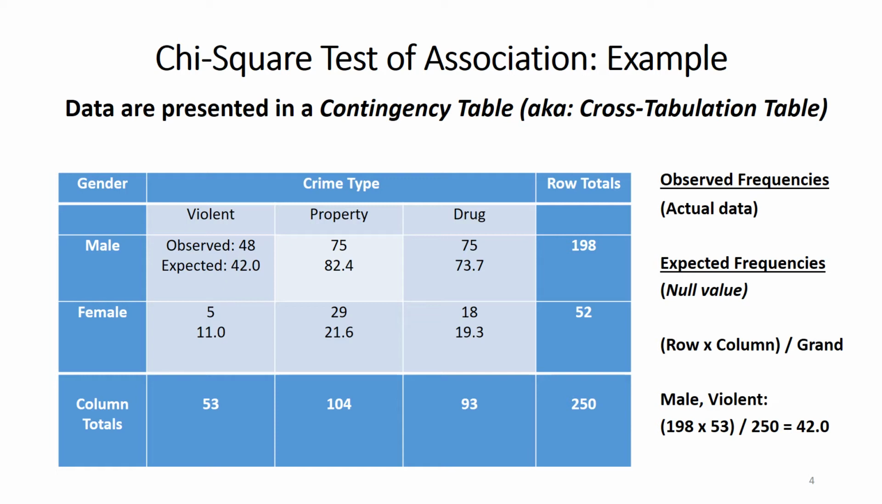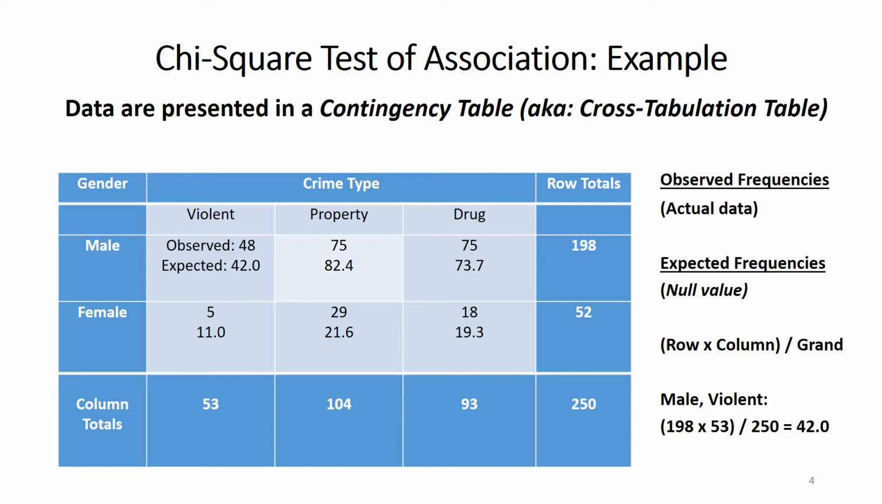We have the male and then we have the females. And then if we move a little bit to the left in the table, we see that the next major column heading is crime type, our second variable. And right below crime type, we have the three different categories of that particular variable. We have violent, we have property, we have drug.